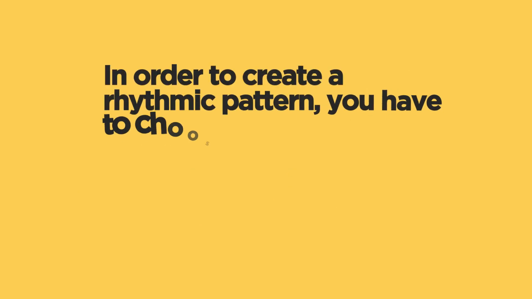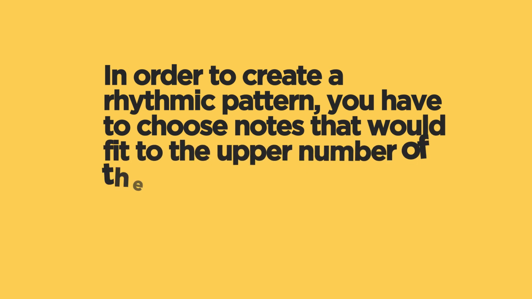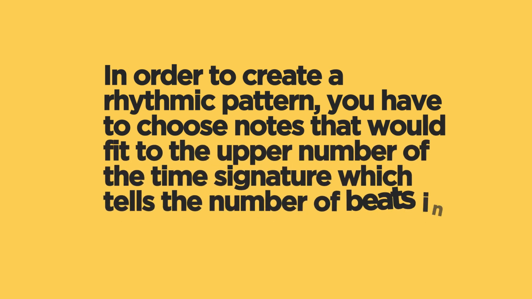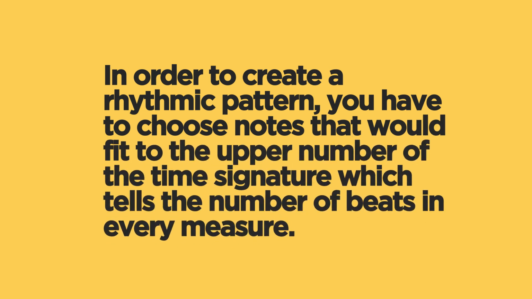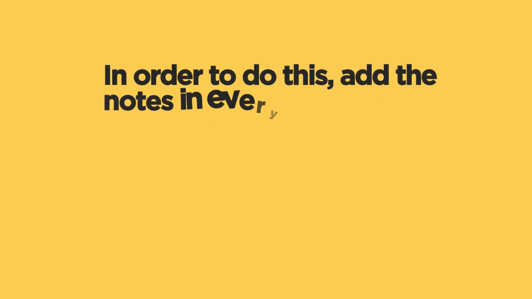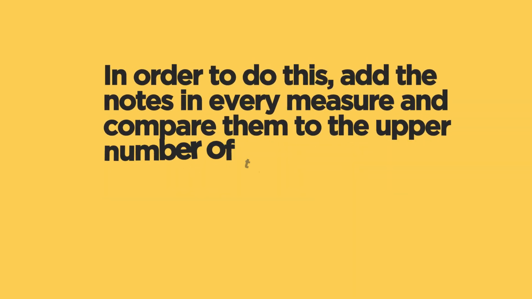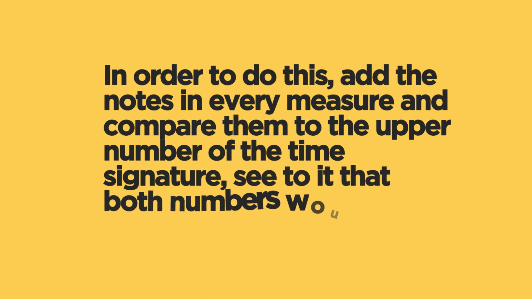In order to create a rhythmic pattern, you have to choose notes that would fit the upper number of the time signature, which tells the number of beats in every measure. In order to do this, add the notes in every measure and compare them to the upper number of the time signature. See to it that both numbers match.